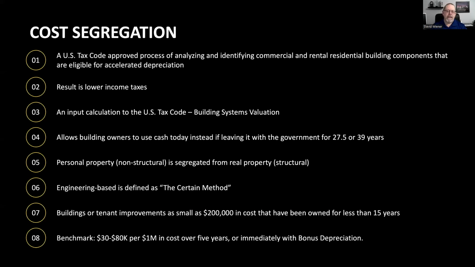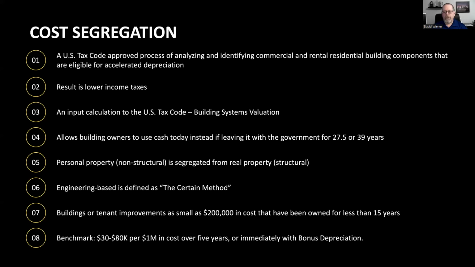A cost segregation study is an input calculation to the US tax code, and it's based on building systems valuations. That's technical. We'll handle that. But it allows you to use cash today instead of leaving it with the government for 27 and a half or 39 years. We don't give you additional depreciation because you can only depreciate what's there. It's based on what you spent on the property, not what the current value is. And we segregate personal property, which is everything in the property that is non-structural, from what they call real property, which is the structural parts of your building.